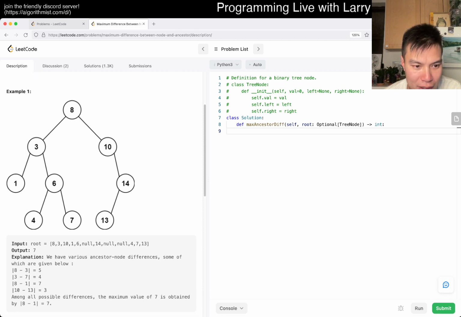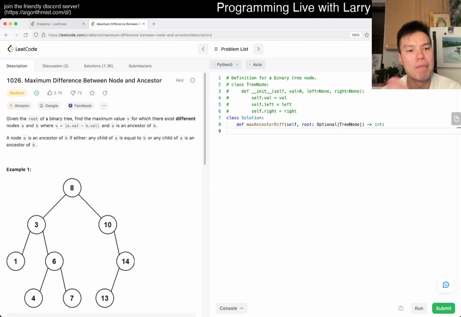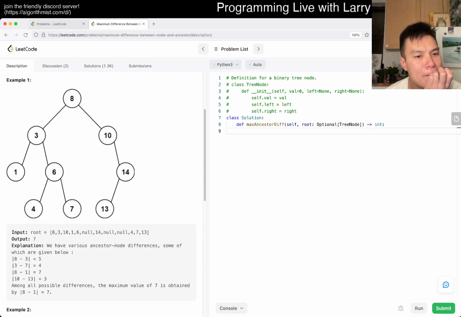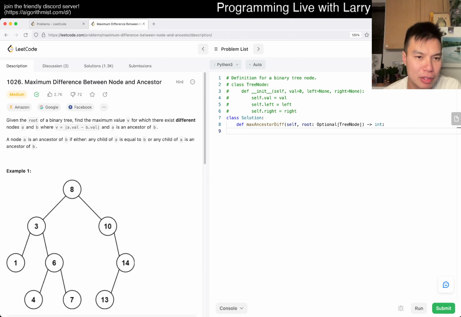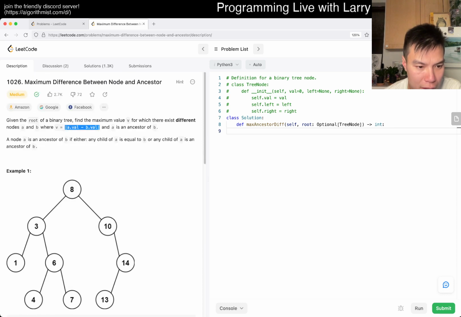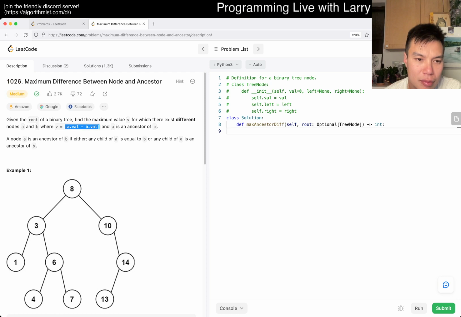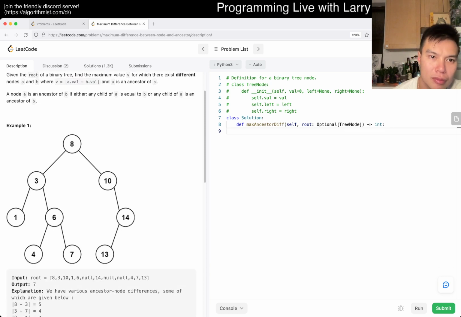8 and 1, does it have to be leaves? No, it just has to be an ancestor. Okay. And it's the absolute difference. Okay. I think I get it.